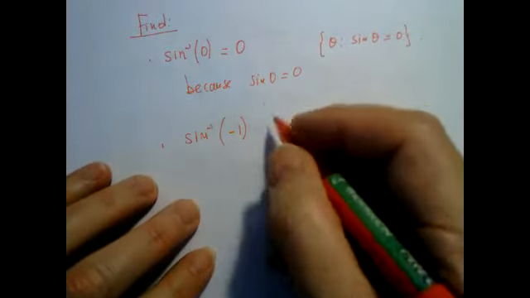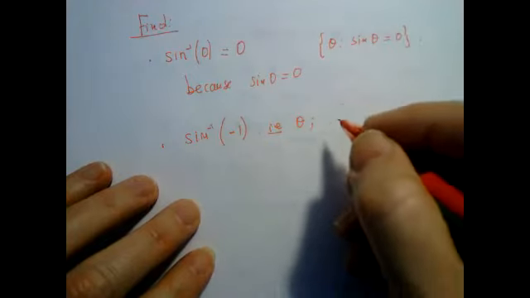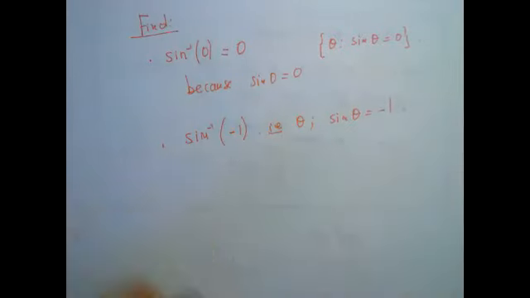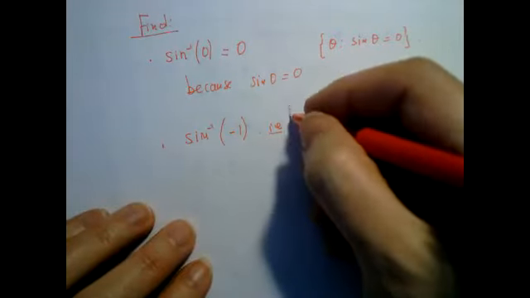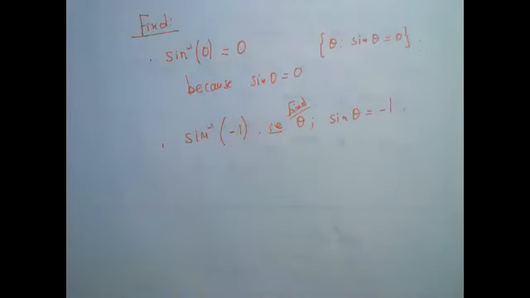What's the sine inverse of -1? It means, what's the angle such that the sine is -1? Which angle has sine -1? 3 pi over 2, not defined. Okay, I want more answers. 3 pi over 2. Who can give me another answer?